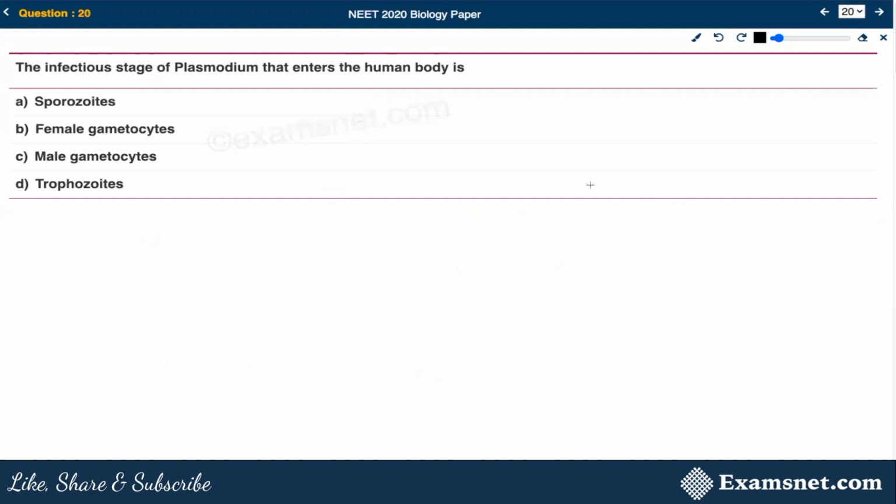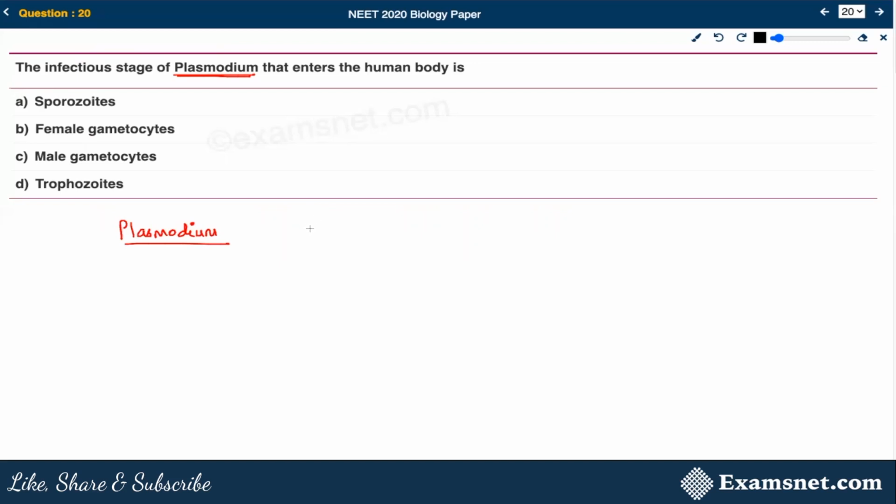This question says that the infectious stage of Plasmodium that enters the human body. Plasmodium is actually a malarial parasite. All right, we know this fact very well. And this is a question from your chapter of human health and disease, and the life cycle of the Plasmodium has also been given in detail in that chapter.